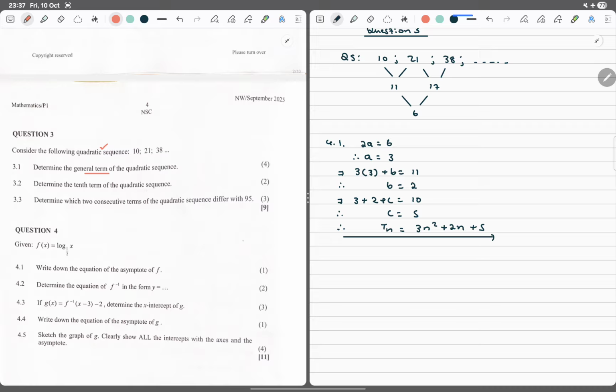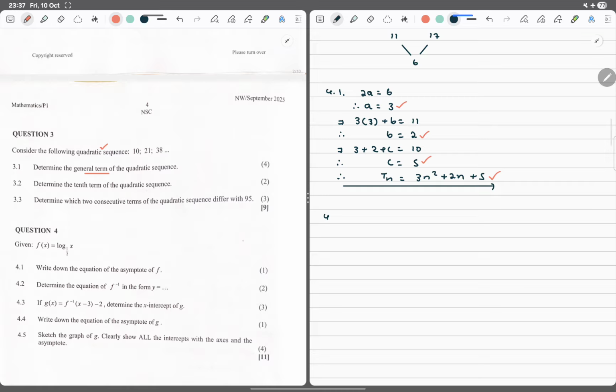Now, guys, we need to check whether the sequence given is truly represented by what we found. So let's check. The first term is 3 into 1 squared plus 2 into 1 plus 5. It is indeed 10. Let's check perhaps term number 3, a term that is not so close, just to make sure there's no coincidences. They have occurred before. We get 38, so we can accept our answer. And of course, any one of those values gets a mark. Nice and easy, guys. See, no need to drop these marks.